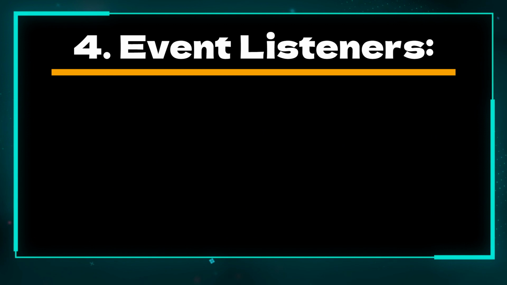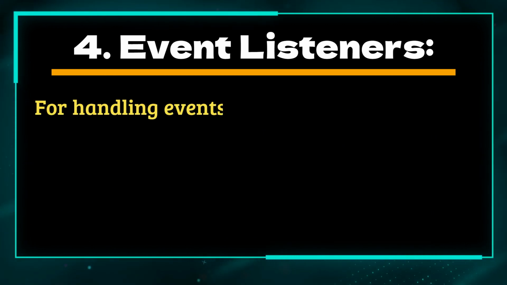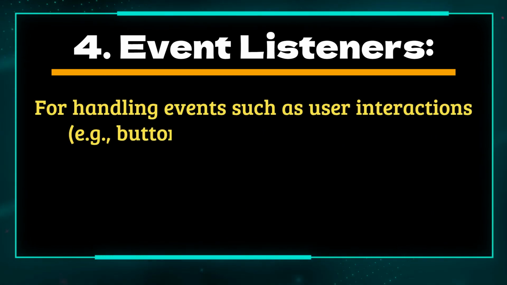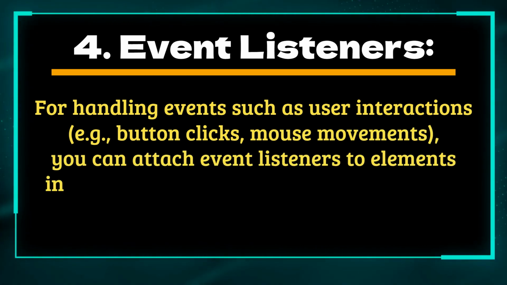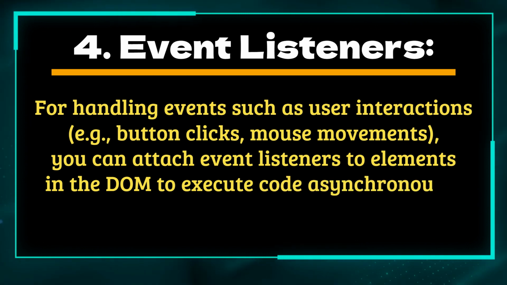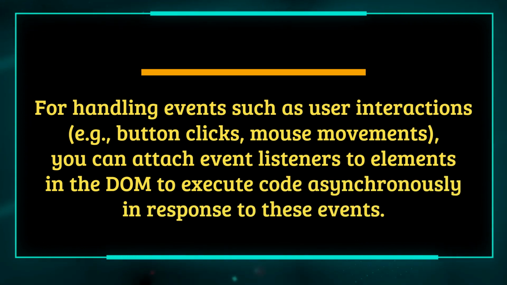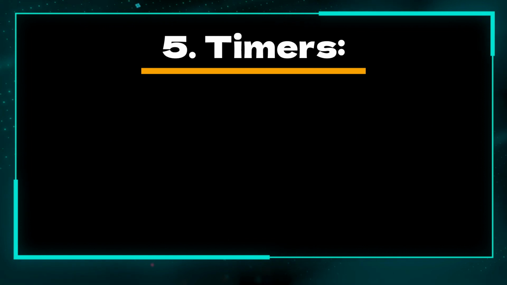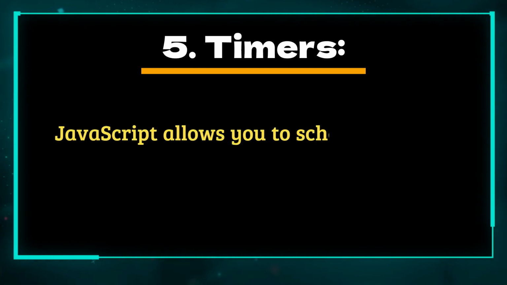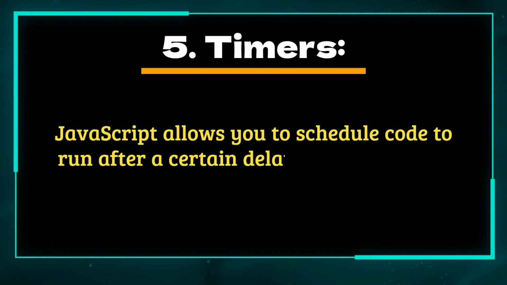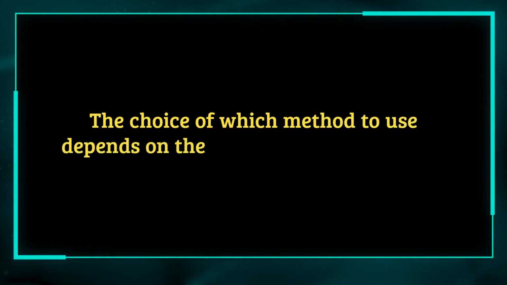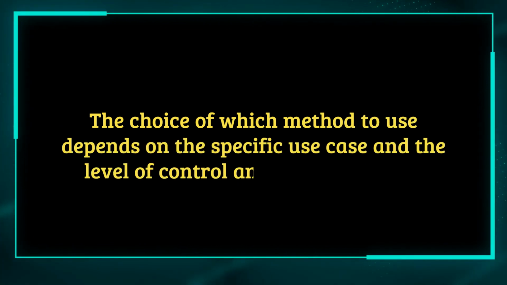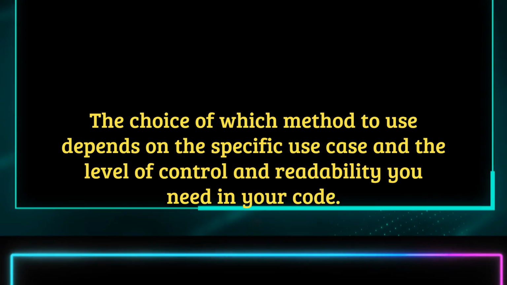4. Event listeners. For handling events such as user interactions, for example button clicks and mouse movements, you can attach event listeners to elements in the DOM to execute code asynchronously in response to these events. 5. Timers. JavaScript allows you to schedule code to run after a certain delay using functions like setTimeout and setInterval. The choice of which method to use depends on the specific use case and the level of control and readability you need in your code.